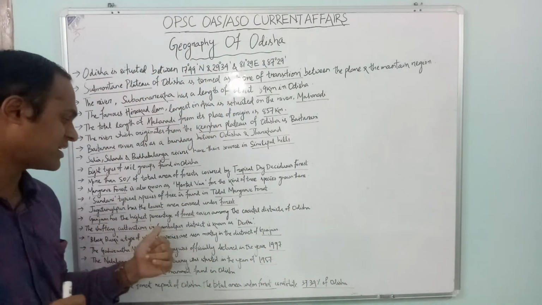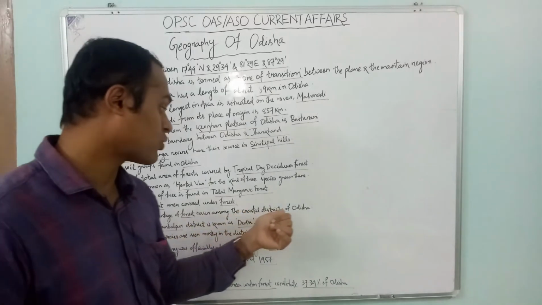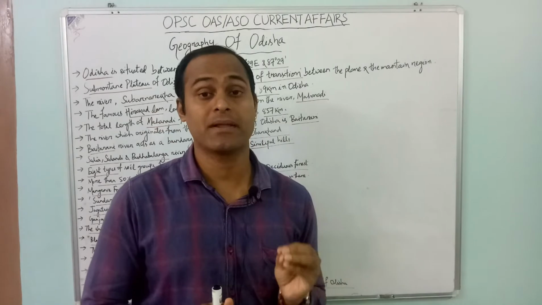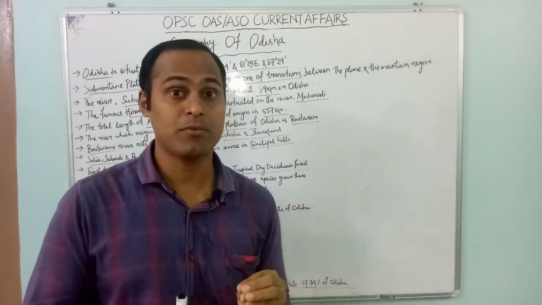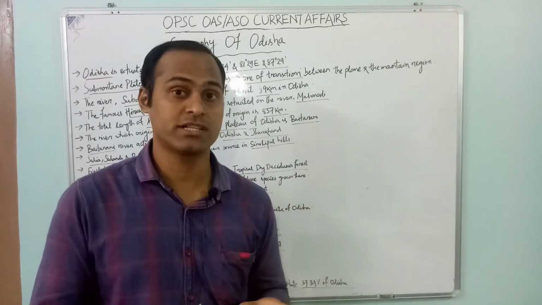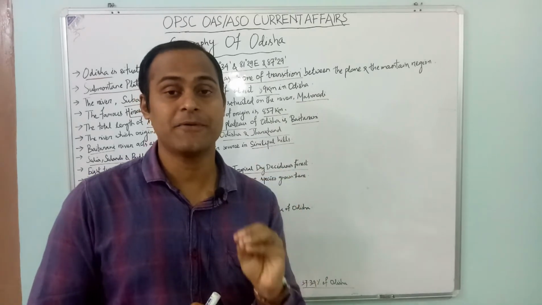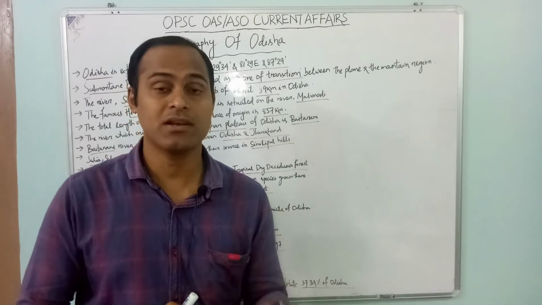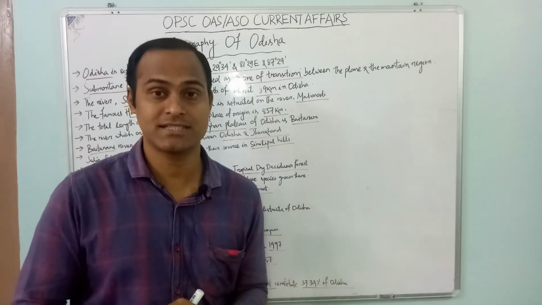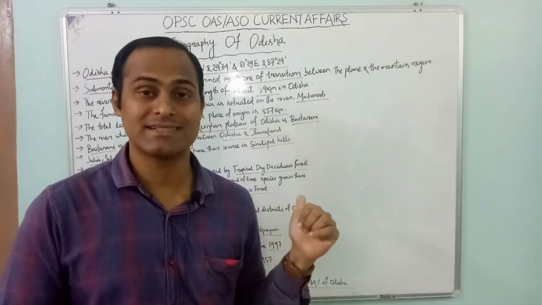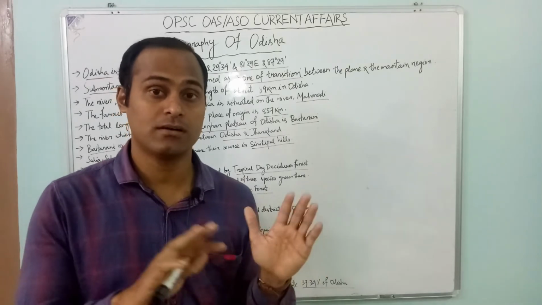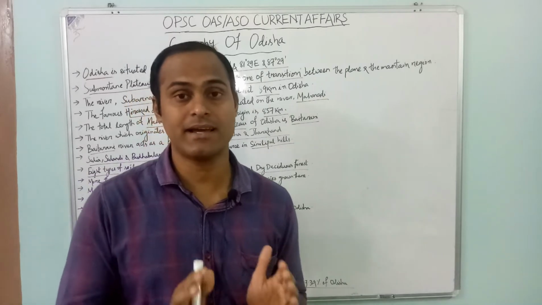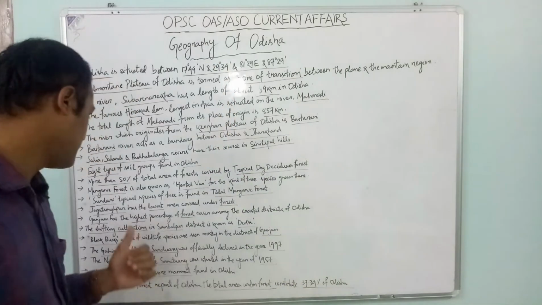Ganjam has the highest percentage of forest cover among the coastal districts of Odisha. Important fact: Ganjam district has the highest forest cover. I am not saying the highest in entire Odisha. It is the highest among the coastal districts. Let me know in the comment section how many coastal districts there are. Out of the coastal districts, Ganjam has the largest area covered under forest. Very important.